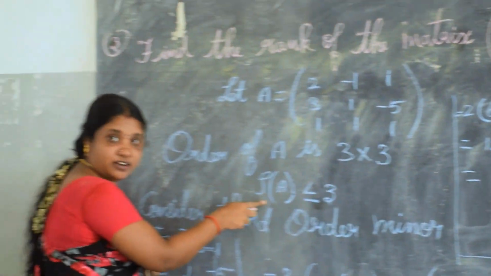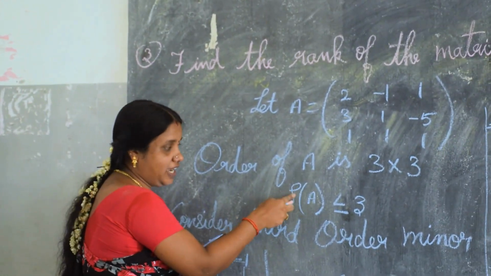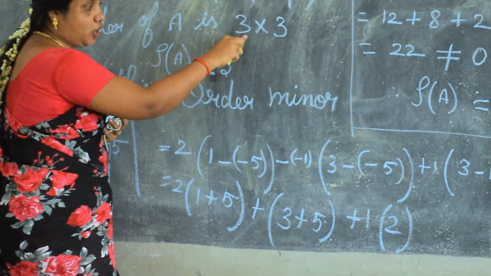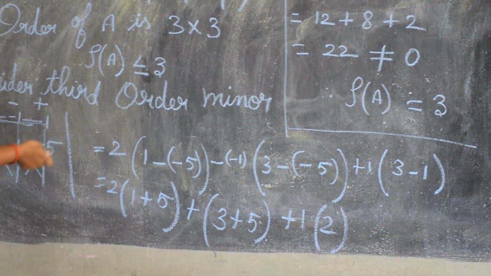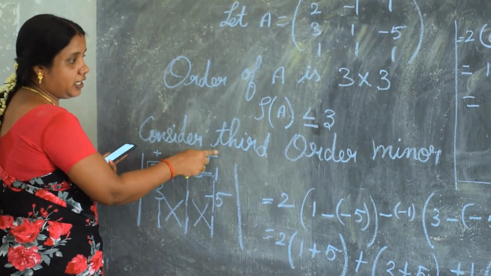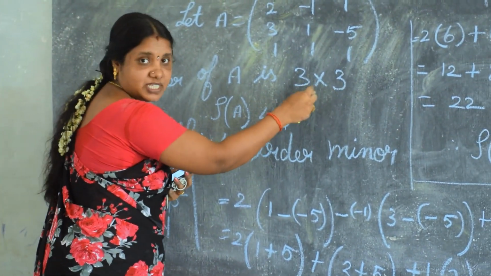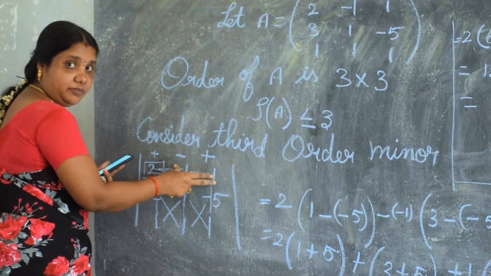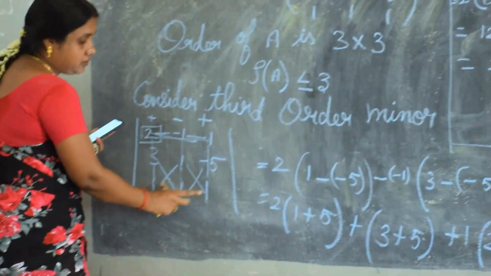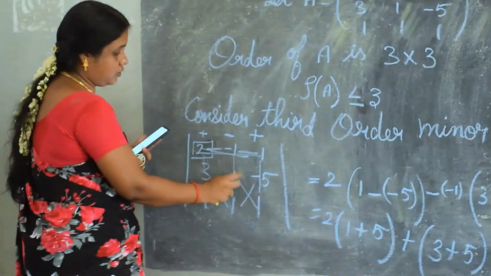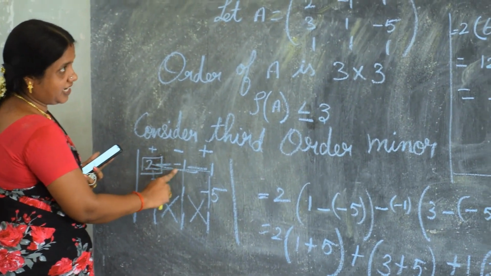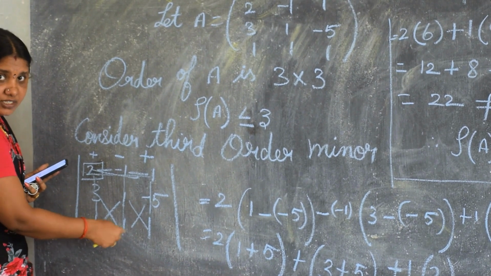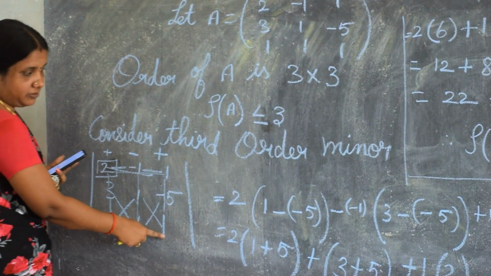What is the rank of the matrix? We have to find the rank of the matrix. Our rank of A is always less than or equal to this matrix order 3. So we have to consider third order minor because our rows and columns is 3 cross 3. So consider third order minor. That means our determinant should be in the 3 by 3 determinant form. So write the values 2, minus 1, 1, 3, 1, minus 5, 1, 1, 1. Find the value of the determinant.